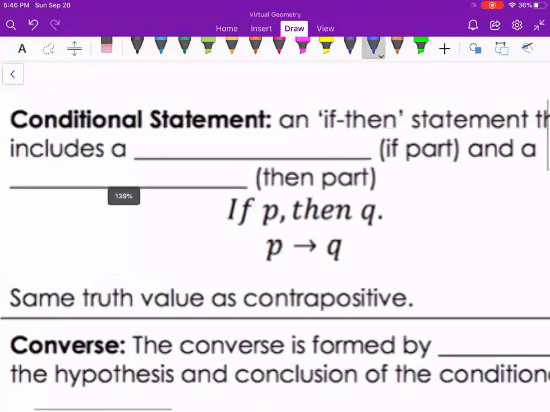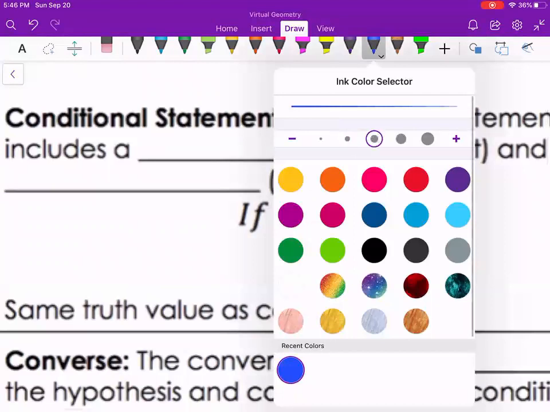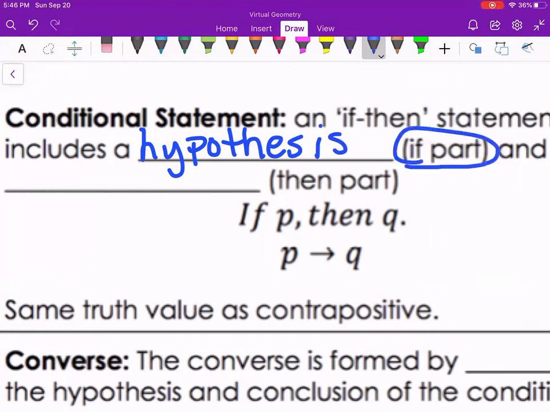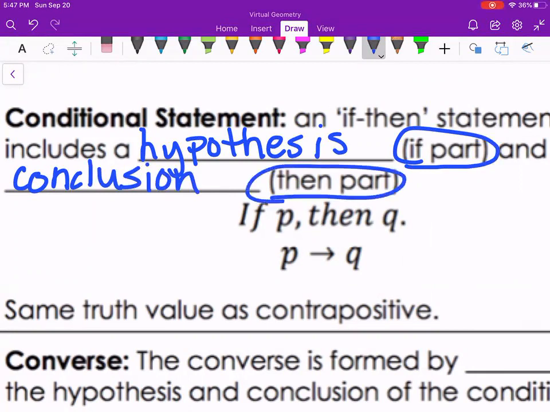I'm going to zoom in here for a second, guys. Bear with me. All right. It includes a hypothesis, which in geometry and our conditional statements is the if part of our sentence, and a conclusion, which is the then part of our statement.